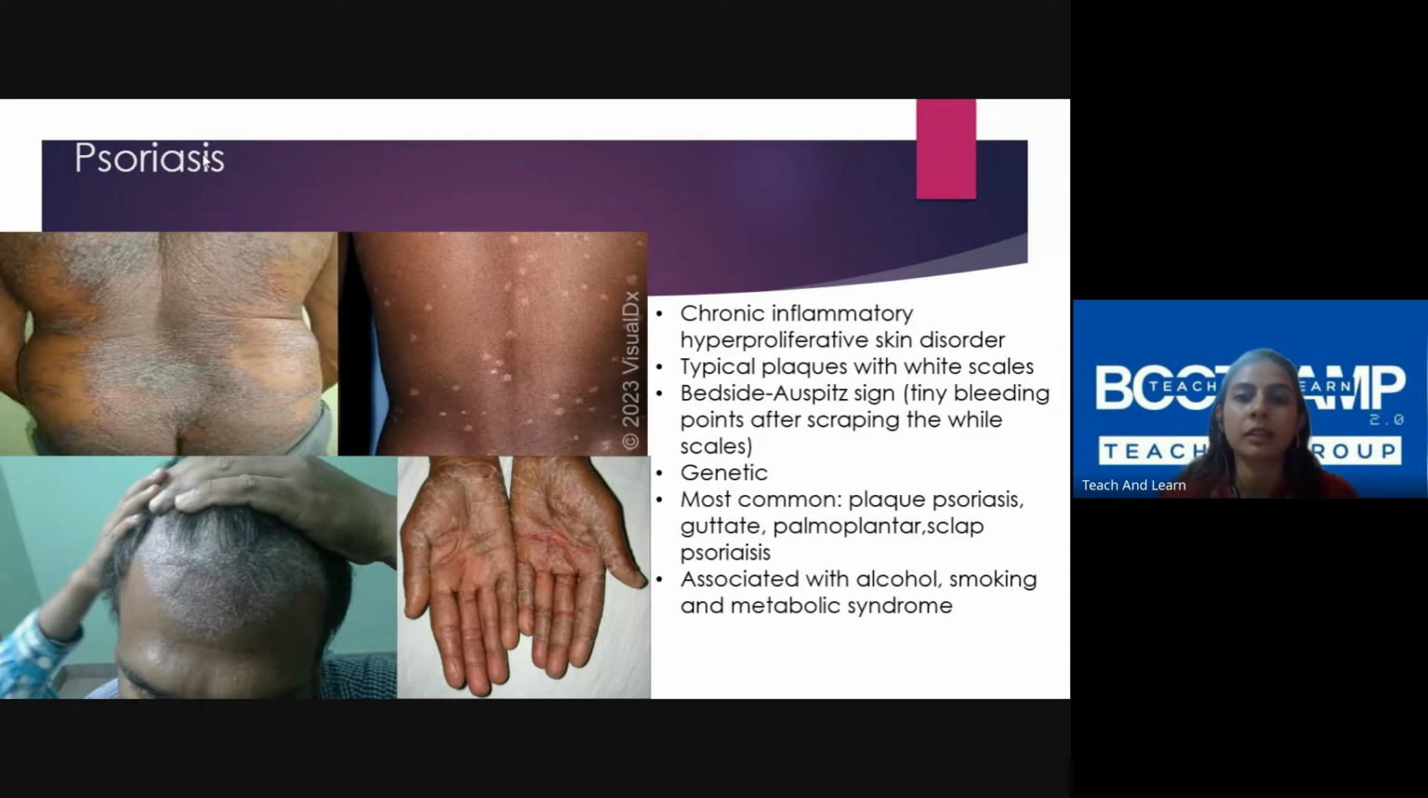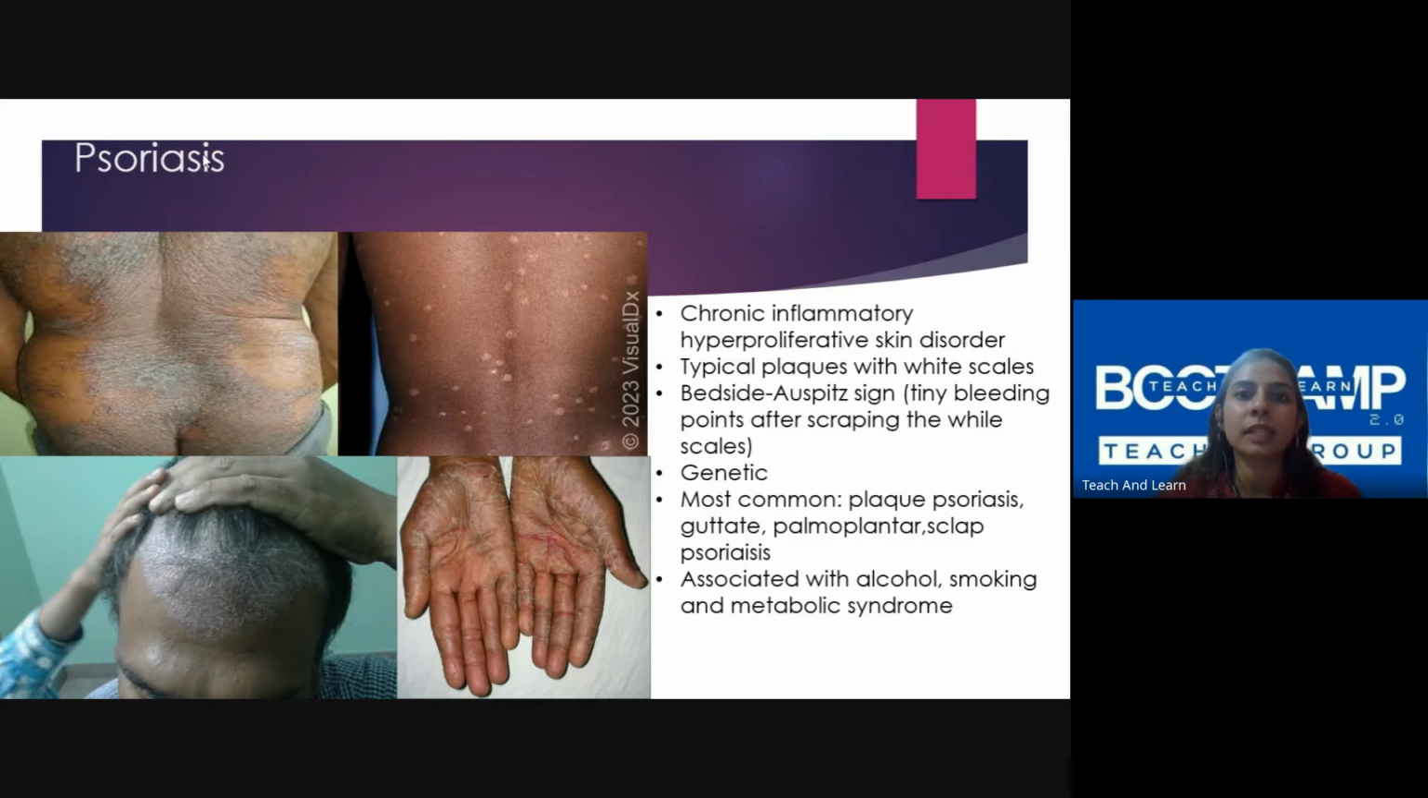That is very important. So these are chronic inflammatory hyperproliferative skin disorders. Typically, you're going to see plaques with white scales on top of them. They might present typically, but they might not. Some lesions might not have any scaling on them. You can do a bedside test, which is the Auspitz sign. That is, you can just scratch. What will you use to scratch? If you have a glass slide, very well and good.